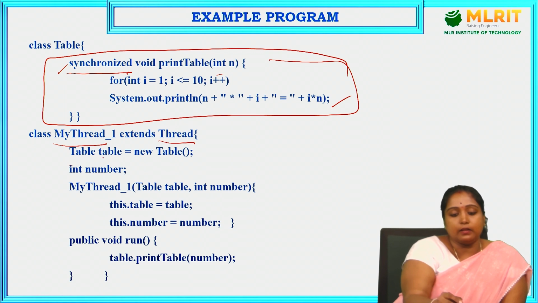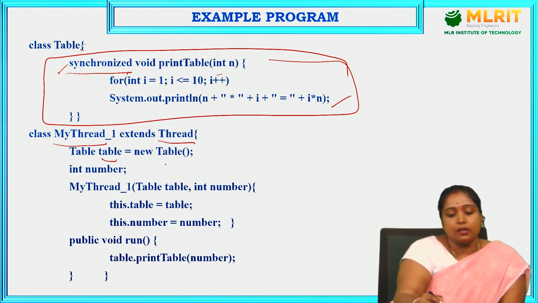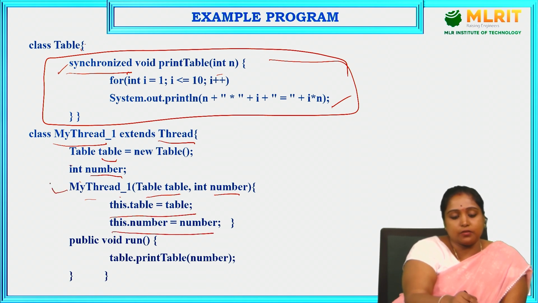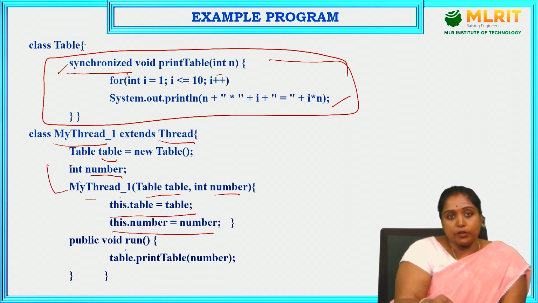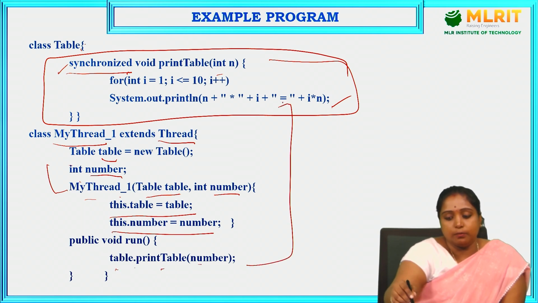I am creating my thread 1, with a table which is an object of that particular class, and I am creating a number. This dot table equals table and number is the constructor, and I am overriding the run method: table dot print table of number. I am calling this method here.